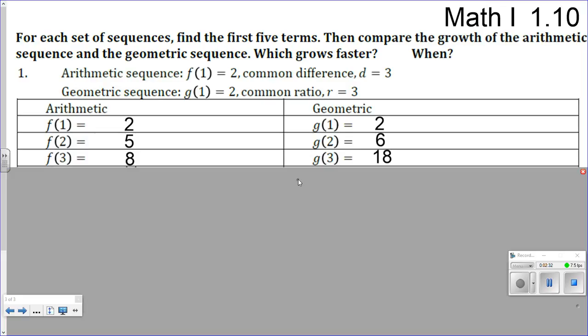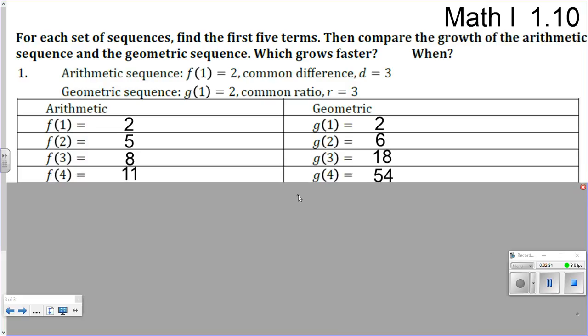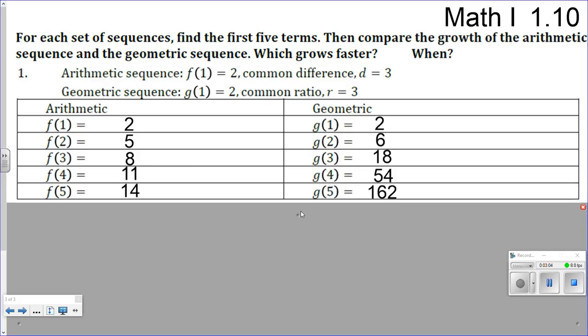So let's look at the next one, f of 4, for both of these functions, both of these sequences. On the arithmetic side, when we add 3 to 8, we end up with an output of 11. And pretty steady growth, we can see that that is happening over there. But when we take 18 times 3, we notice that the fourth term in this sequence on the geometric side is 54. And we see the growth over here is growing very quickly, and the numbers just continue to get further and further apart.